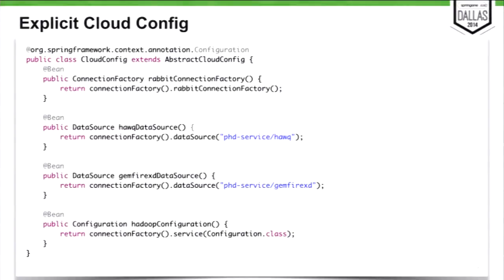Since PHD is a composite service, PHD itself exposes multiple services. The naming convention that we adopted, and this is still work in progress, is that the Hawk service exposed under PHD comes as a directory structure. So it's the Hawk part of PHD, the Gemfire XD part of PHD. Since there are 2 relational databases available now, Gemfire and Postgres through Hawk, I have to give an explicit name here because, again, it wouldn't know which data source you're looking for. I don't have to do it for RabbitMQ or for the Hadoop configuration because there's only one of its kind.